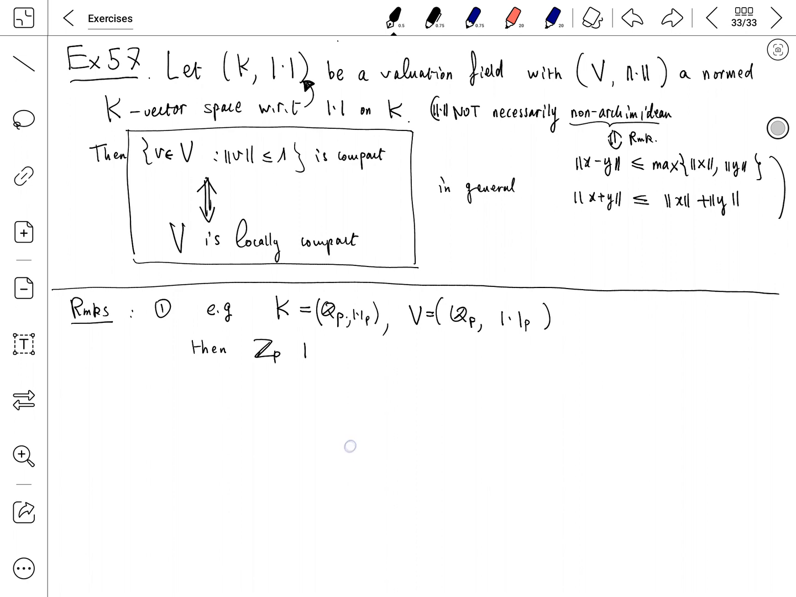Then Z_p is compact. This is our exercise 56. This implies, as an application of the exercise we are going to prove, that Q_p is locally compact. Locally compact by definition means that at any point of this topological space there exists some neighborhood that is compact as a topological space.